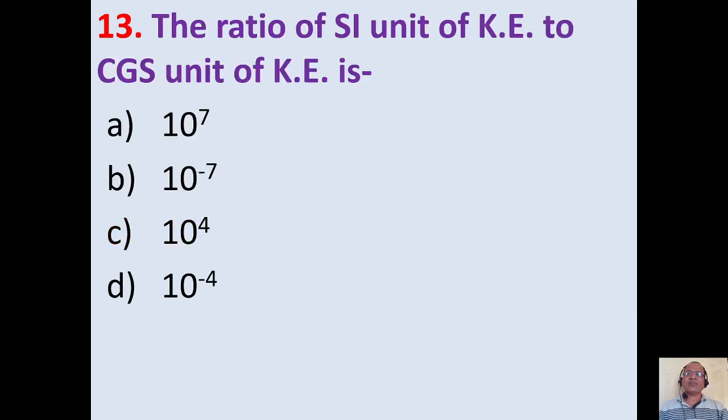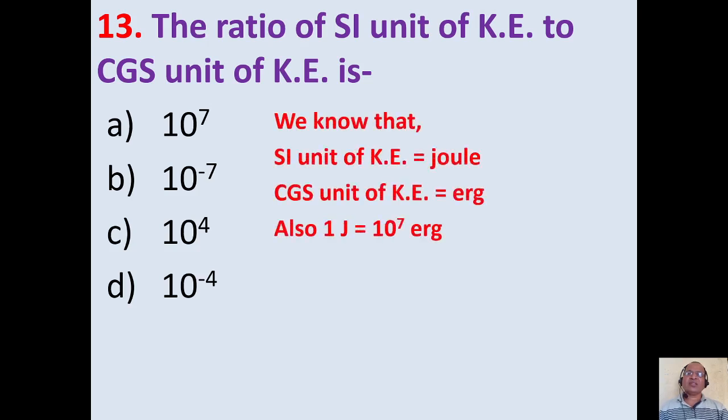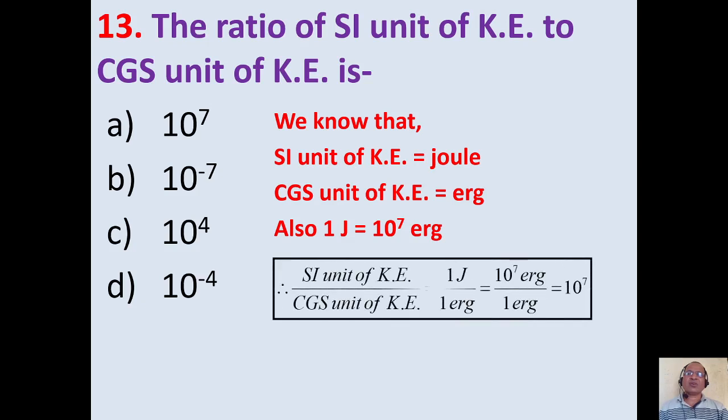The ratio of SI unit of kinetic energy to CGS unit of kinetic energy. So kinetic energy, or energy, has different units in different systems of units. SI unit of kinetic energy is joule, CGS unit of kinetic energy is erg. Also there is a relation between these two, that is 1 joule is equal to 10 raised to 7 erg. So we have to take the ratio of these two quantities, that is the ratio of SI unit of kinetic energy to CGS unit of kinetic energy. It is 1 joule upon 1 erg. Instead of 1 joule we write 10 raised to 7 erg. So finally the answer becomes 10 raised to 7. So option A is correct here.